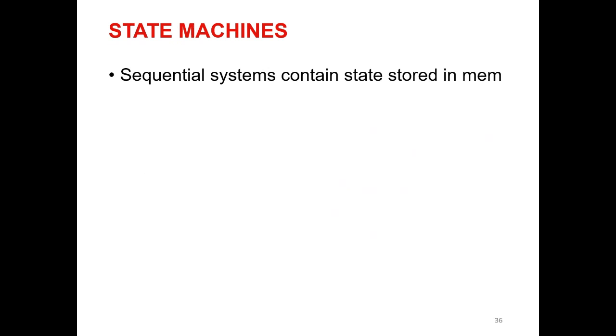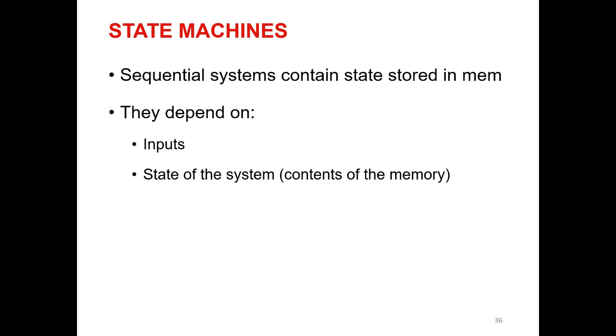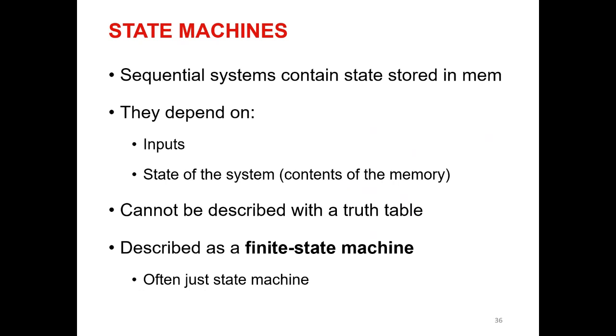We have seen that in sequential systems the outputs depend on the inputs and on something that we call a state, which is the content of the memory. And this cannot be described with a truth table as we have done with combinational logic blocks. So what we use to define sequential logic blocks is what we call state machines, or finite state machines.